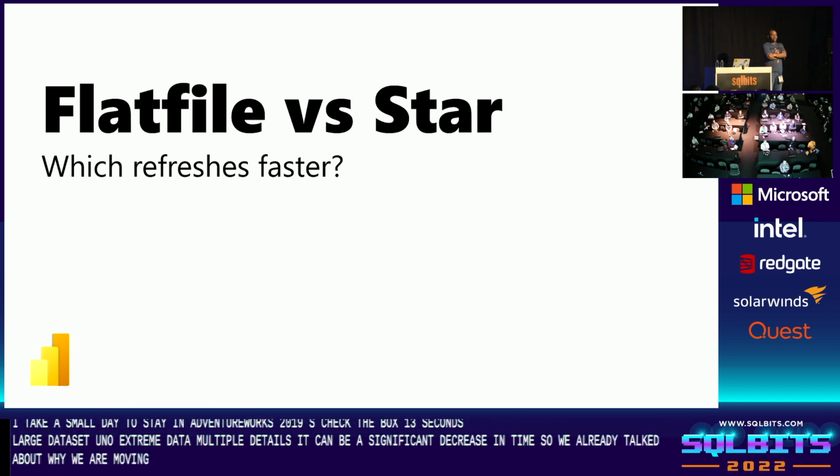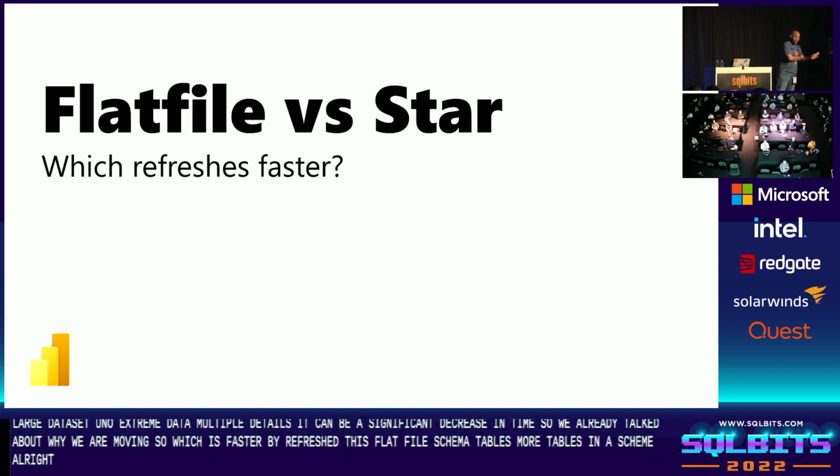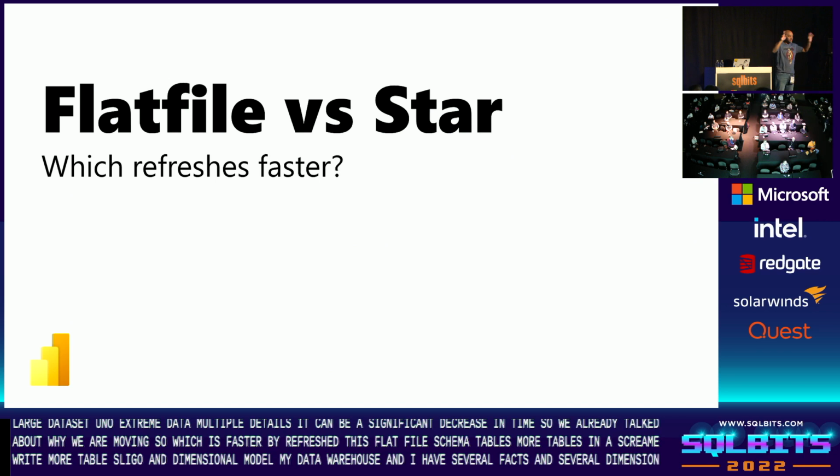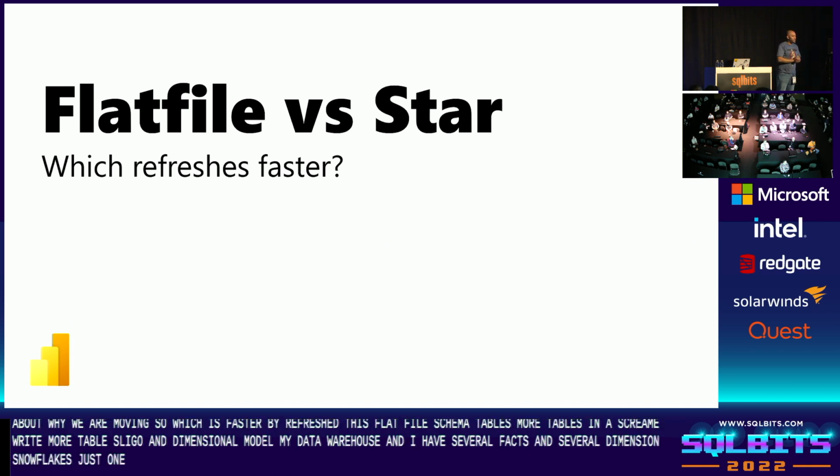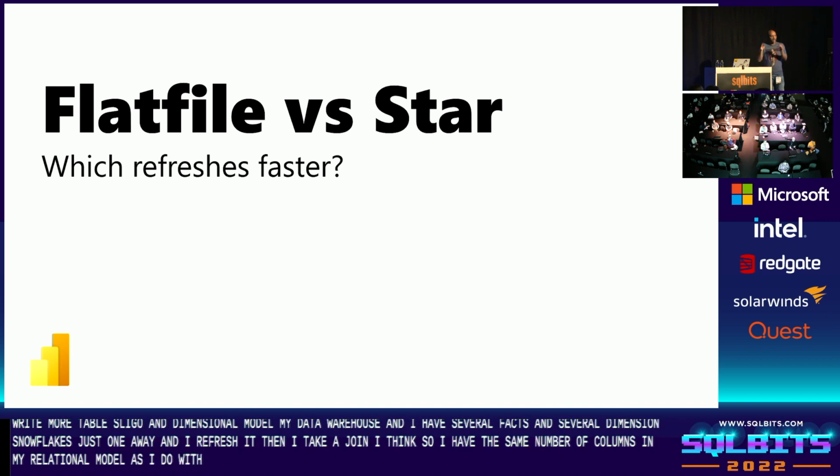So, which is faster? If I refresh this flat file or a star schema. More tables in the star schema, right? So I dimensionally model my data warehouse, and I have several facts and several dimensions, no snowflakes, just one away. And I refresh it. Then I join. I say inner join, inner join, inner join, inner join. So I have the same number of columns in my relational model as I do in my flat file, and I refresh both. Which one is faster?